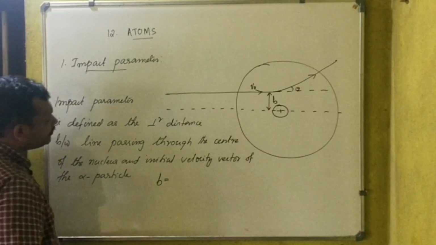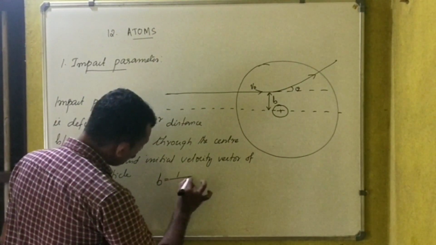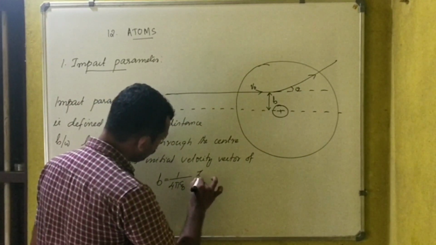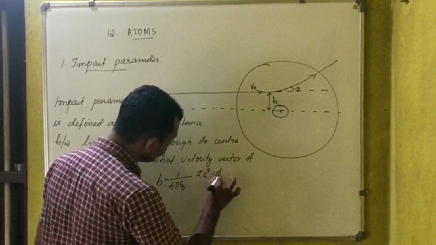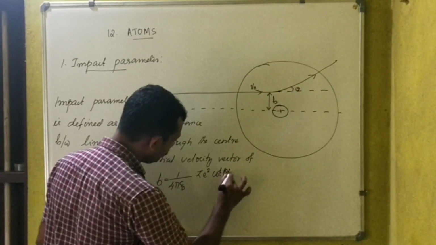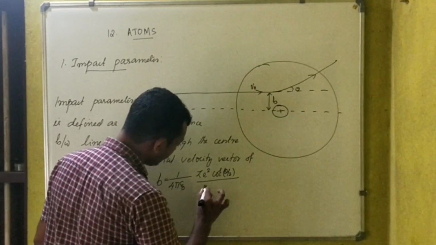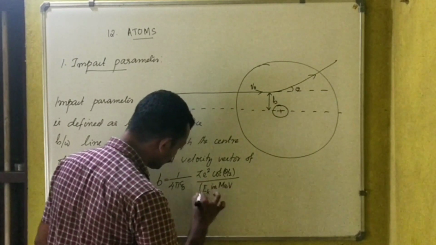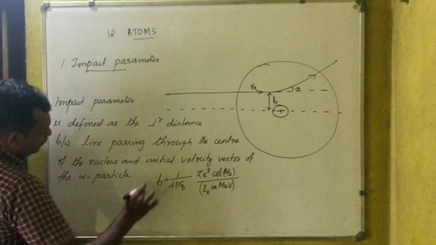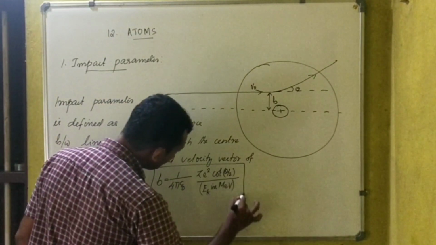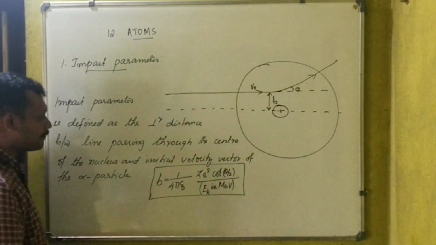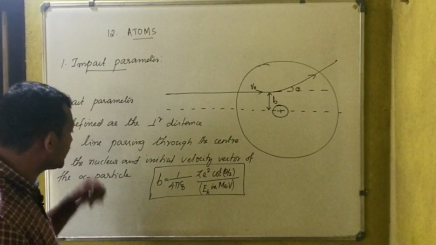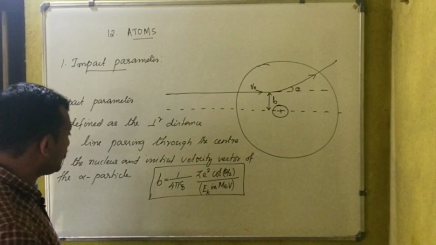Mathematically, impact parameter is given by the equation 1 by 4 pi epsilon 0 Z e square cot theta by 2 divided by the initial kinetic energy in mega electron volt. That is, 1 by 4 pi epsilon 0 Z e square cot theta by 2 divided by initial kinetic energy in million electron volt is the expression for impact parameter.